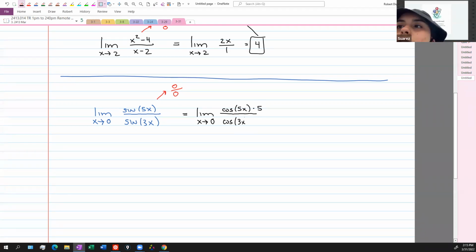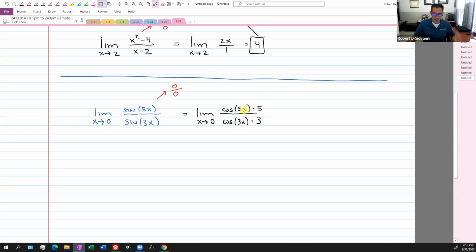Cosine 3x. Now try and plug 0 in. If you plug 0 in here, you get 5 times 0, that's 0. What's cosine of 0? 1, right? And then same thing down here, 3 times 0 is 0, cosine of 0 is 1. So what you're getting here is 1 times 5 on top and 1 times 3 on bottom, which means your answer is 5/3, which is what you would have gotten had you done all that other stuff from before.